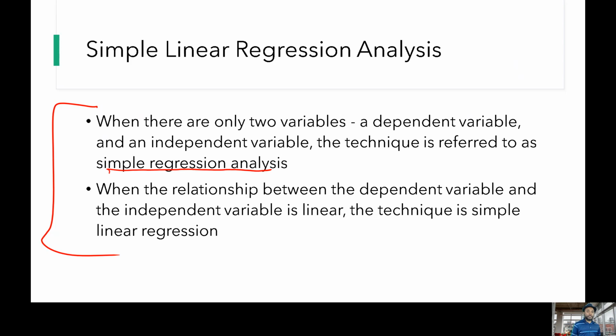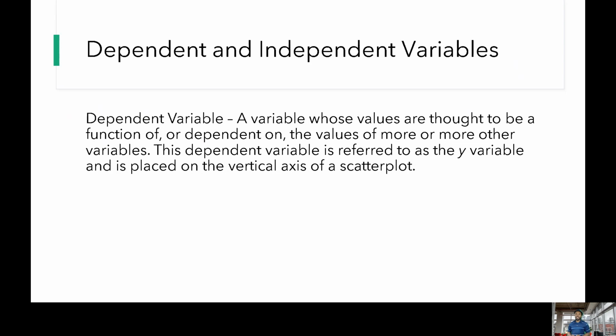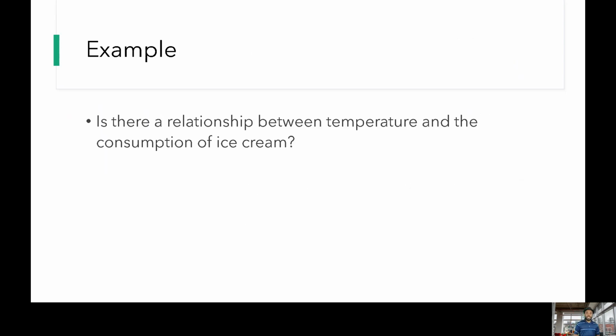These are the conditions that we want to meet to determine if our analysis is a simple linear regression analysis or not. I have already talked about what a dependent variable and an independent variable are, so let's look at an example. Is there a relationship between temperature and the consumption of ice cream? That could be a business question in my company. Let's say I own a company where I make ice cream, and I want to see what drives sales. Is it that as the temperature increases, the consumption of ice cream increases? We can collect this data in order to analyze it.